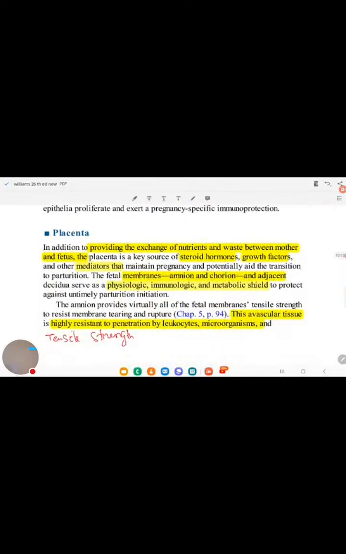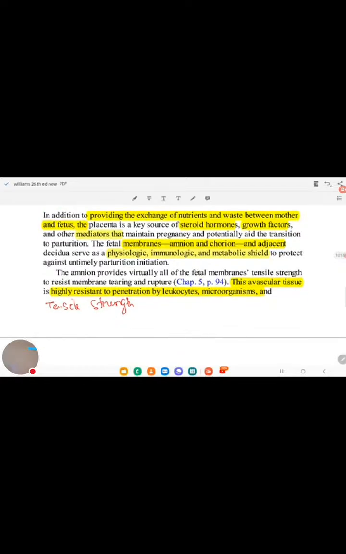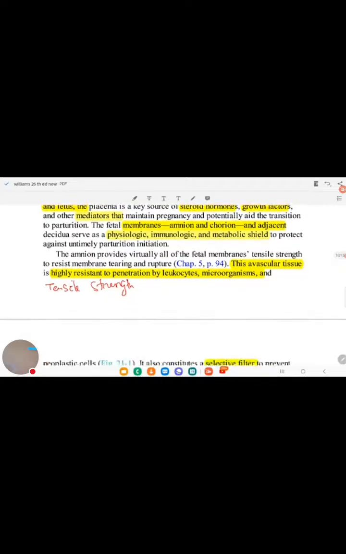Then the placenta. What is the function of the placenta? The placenta provides the exchange of nutrients and waste between the mother and fetus. The placenta is a key source of steroid hormones, growth factors and other mediators that maintain the pregnancy and potentially aid the transition to parturition. The fetal membranes, that is the amnion and chorion and the adjacent decidua, serve as a physiologic, immunologic and metabolic shield to protect against premature parturition initiation.